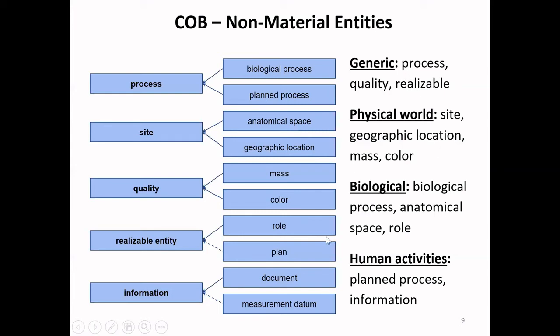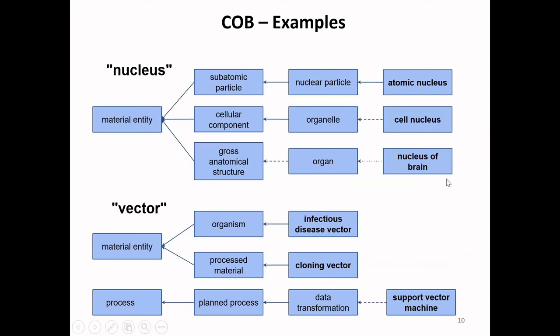I think it takes too long to run through each of the examples, but you can see these were essentially assembled by going through the upper-level classes present in OBO ontologies that sit between the ontology and BFO, and trying to place these in COB. So why is that important?